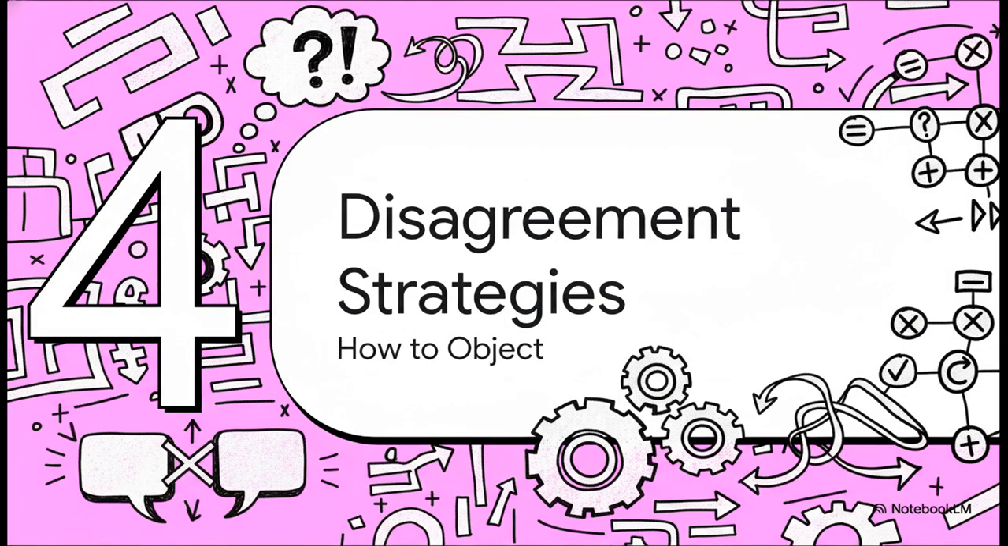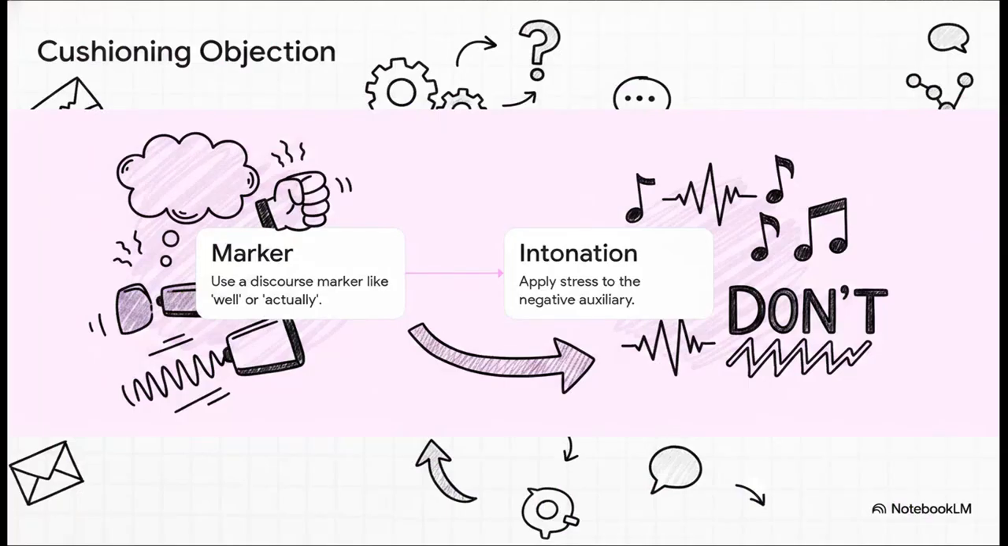Moving right along to Section 4, Strategies of Disagreement. Let's look at conversational friction. Let's be real. Direct disagreement can be socially abrasive. It's super rare for someone to just casually say, I object to your proposal. Instead, English speakers are absolute masters of indirect objection. We navigate friction by cushioning the blow.